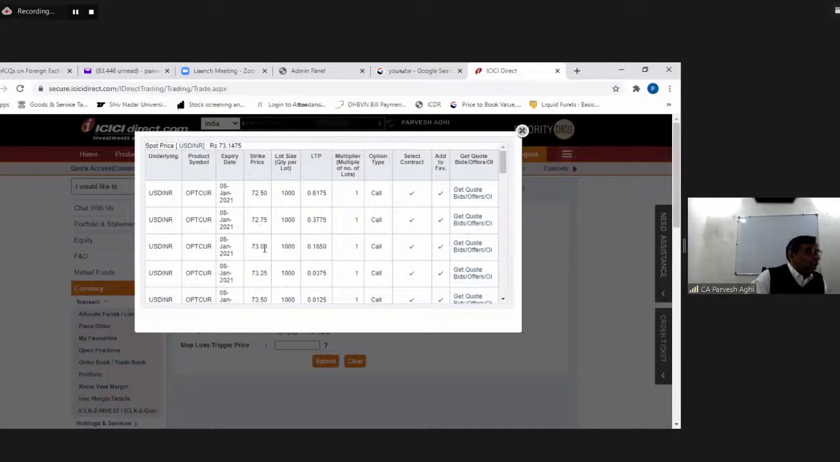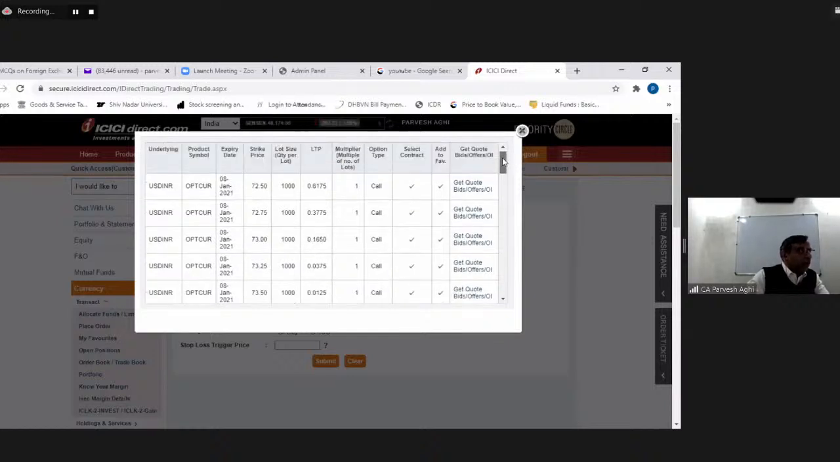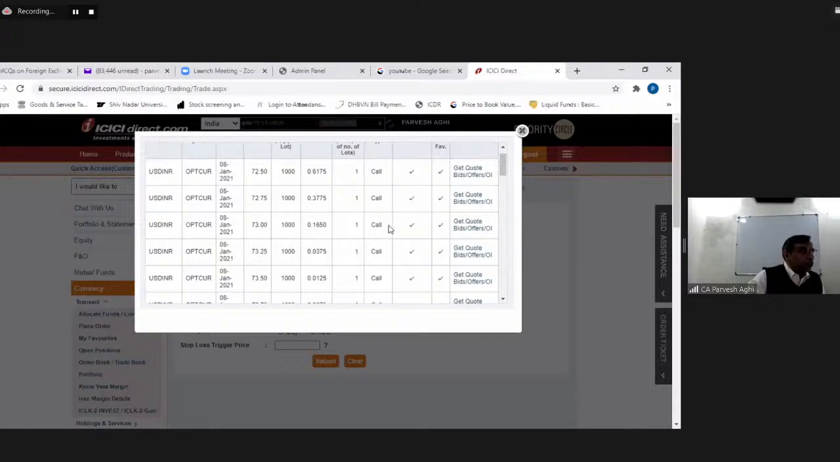So if you're choosing an out of the money call option, then it goes to 16. Then if you want to make it 73 or 74, the premium goes down to 0.0075. Then you can just choose your strike price. Suppose you choose this strike price, any of them.